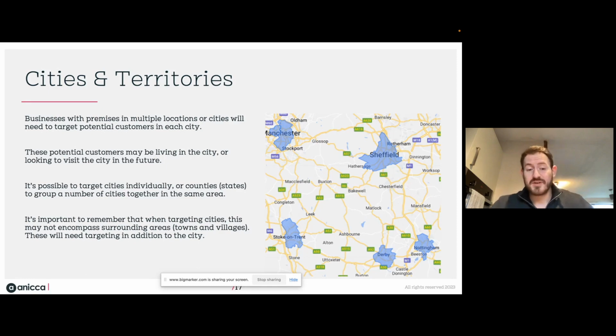It is important to remember, though, that when targeting cities, this may not encompass surrounding areas. So if we use Sheffield as an example, you can see Dinnington and Chesterfield. Around Sheffield, you might be able to service those areas. But if you just target Sheffield, you aren't necessarily going to reach the people who are in Dinnington, Chesterfield, etc. So it would be important to ensure that you're thinking about that when you're using city and territory targeting.